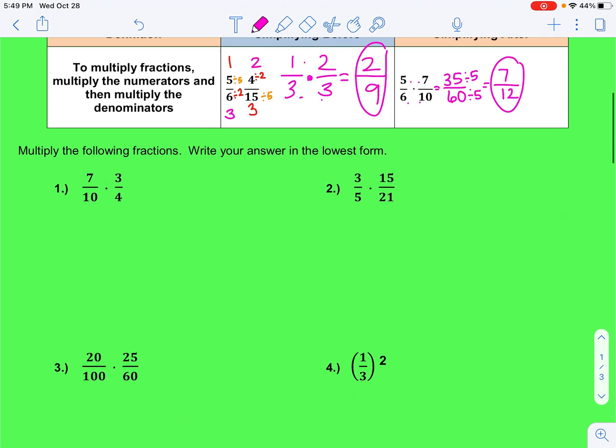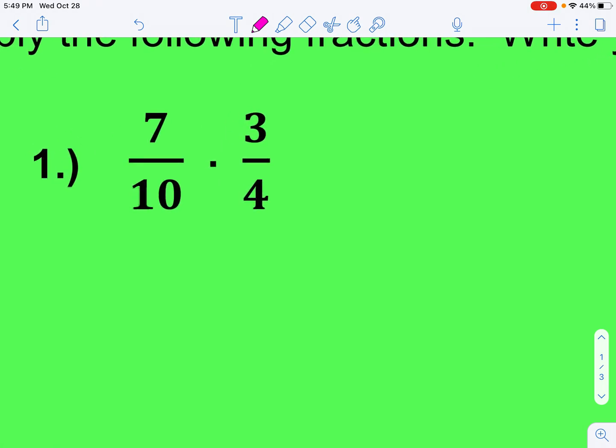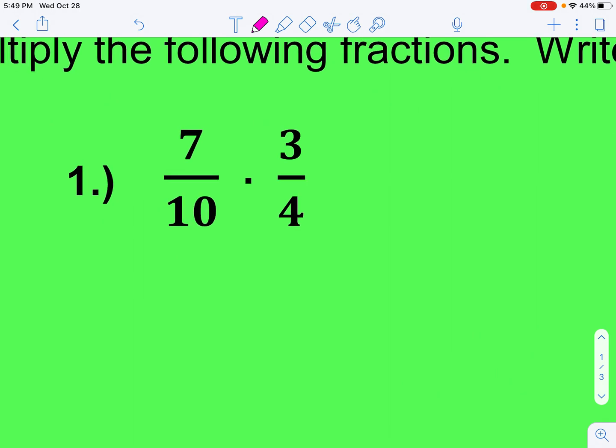Okay, we're going to look at a few examples. We are going to multiply the following fractions and then write our answer in the lowest form. So you can choose to simplify beforehand, or you can choose to simplify after. Either works. So let's look at number 1. 7/10 times 3/4. If I try simplifying before, is there a factor that 7 and 4 share? Right, there's not. What about 10 and 3? Nope, there's not. So we are just going to multiply straight across. 7 times 3 is 21. 10 times 4 is 40.